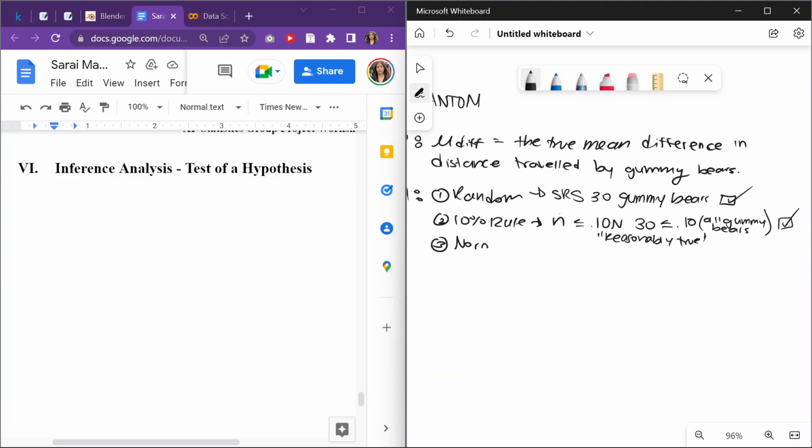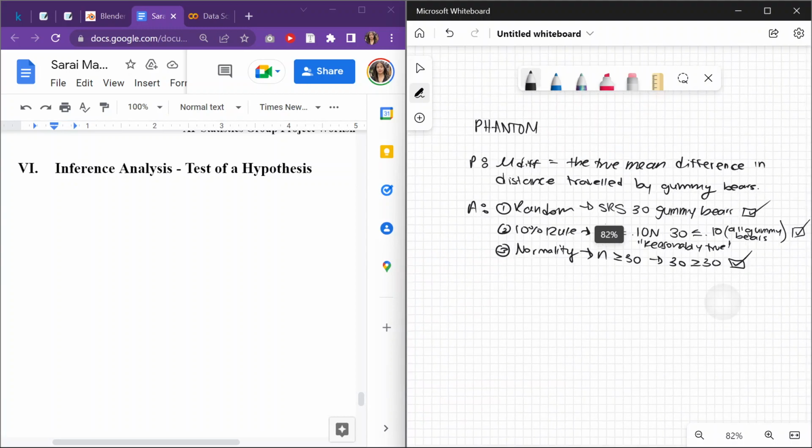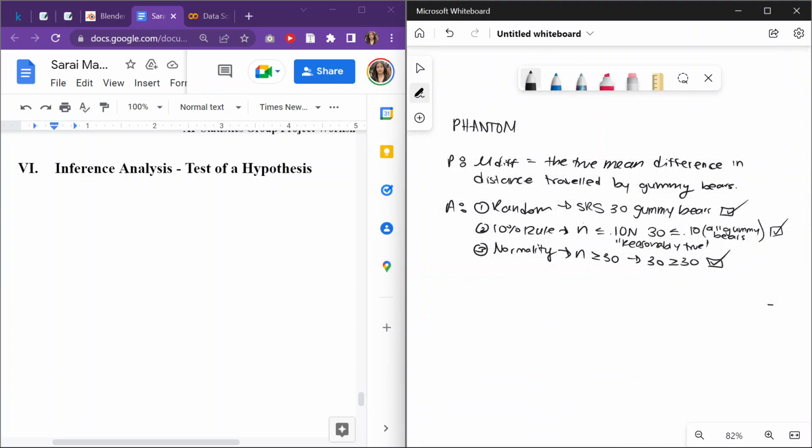All right, and then lastly, normality. This is when n for means is greater than or equal to 30. We already know that 30 is equal to 30, so this condition is checked, and therefore we can proceed with the significance test. If by any chance a condition is not met, at least College Board wants you to continue with the test, so you just say proceed with caution. You specify which condition is not met, and then continue to proceed with caution.